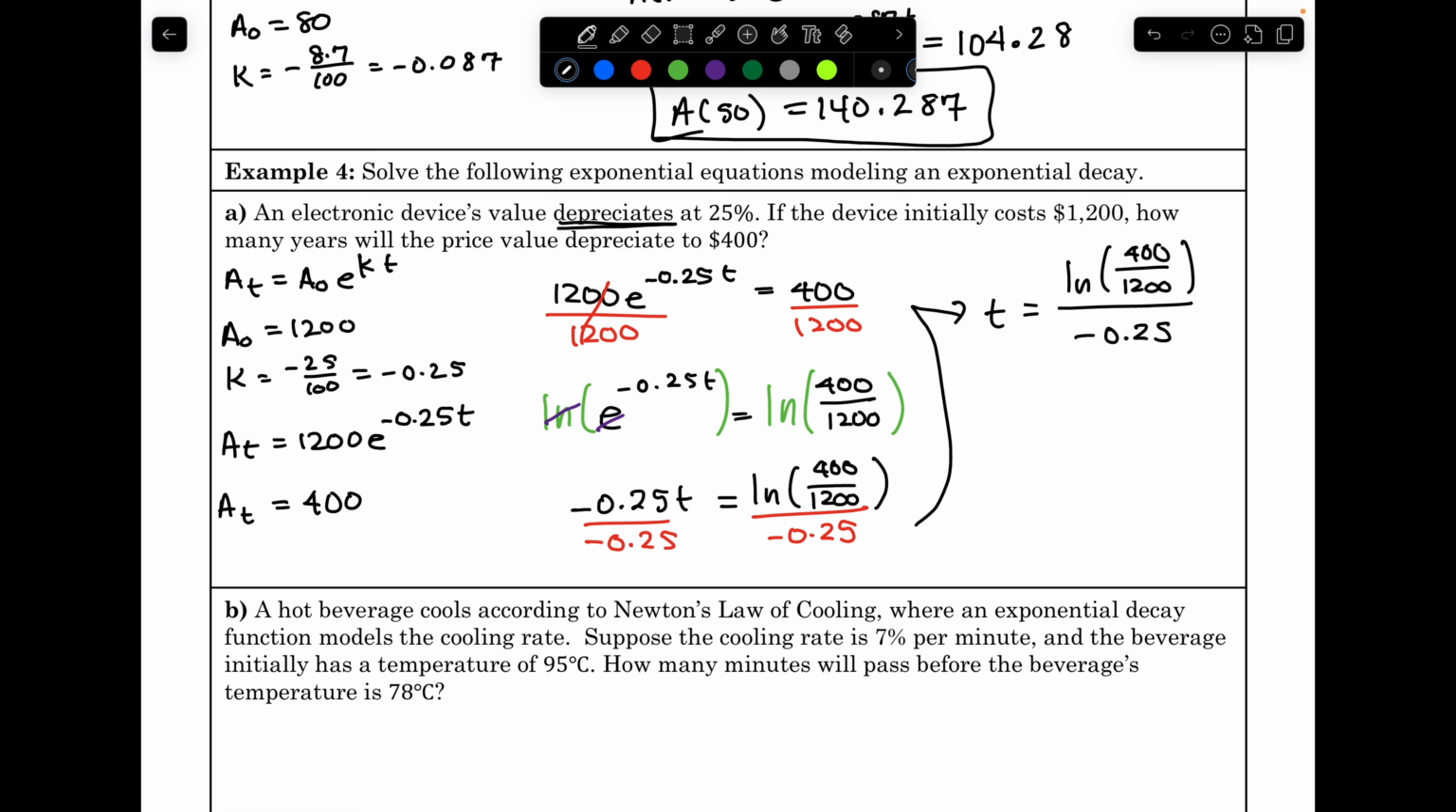And then plugging that into decimals, we get that the value of t is approximately 4.39. So when we estimate this to the nearest year, we're going to say it takes 4 years.